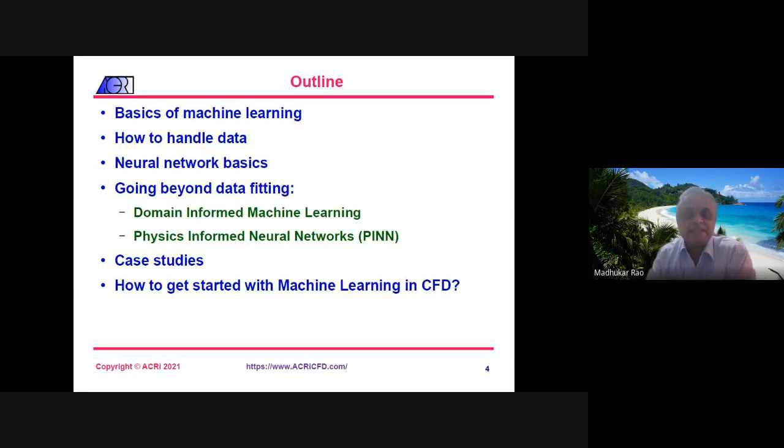So, the outline: basics of machine learning, certain principles which carry over to any machine learning model, not just neural networks, and critically how to handle data. Dr. Murali also already mentioned training and testing data, so I'll elaborate a little bit on that, because that basically makes the difference between a good machine learning model and one that doesn't do a good job.